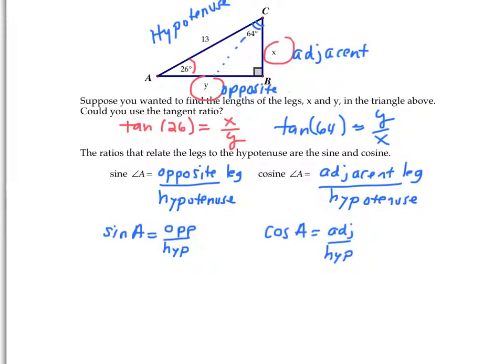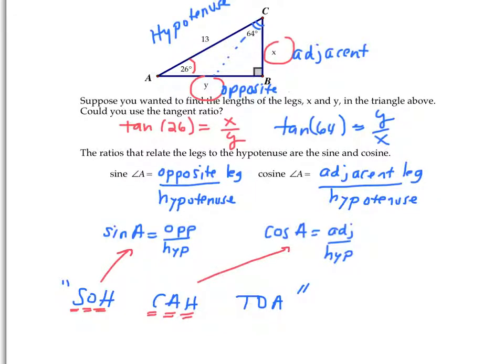We have a little saying in math, and it goes like this: S-O-H, C-A-H, T-O-A. SOH stands for sine is opposite over hypotenuse. That's what you see right here. CAH stands for cosine is adjacent over hypotenuse. That's what you see here. And TOA means tangent is opposite over adjacent. So you could say tangent equals opposite over adjacent. Now remember, all three of these trig functions are ratios of sides in a right triangle.